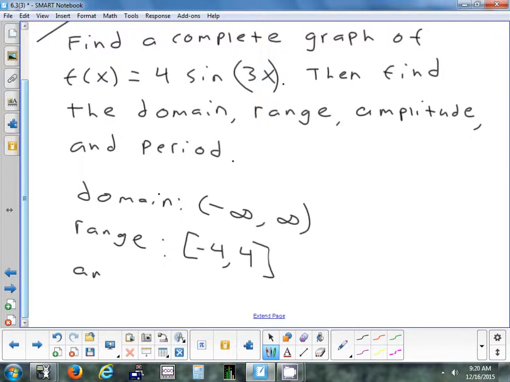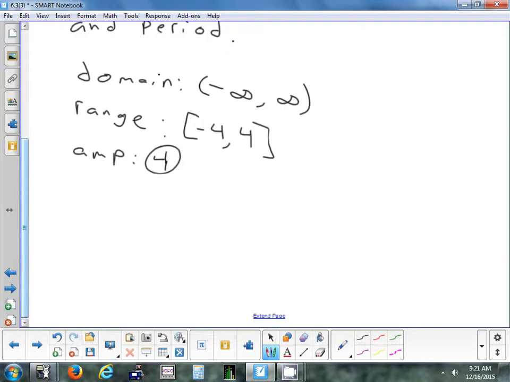Right, what about my amplitude? Well, the range is an interval. The amplitude is just a single number. 4? In this case, amplitude is just 4. In all cases, the amplitude is just a single number. Range is always an interval between two numbers. It's the highest y value and the lowest y value. That's the range.